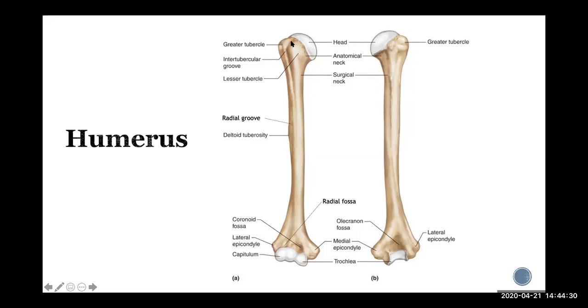The anatomical neck is where the head of the humerus meets the rest of the bone, so it's before the greater and lesser tubercles, whereas the surgical neck is after the greater and lesser tubercles. It's the place where it gets narrow after the head of the bone. Going down the shaft, the diaphysis, remember, of this long bone, the humerus.